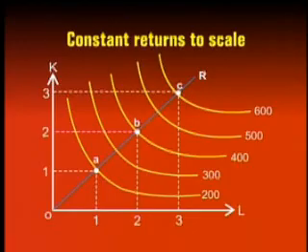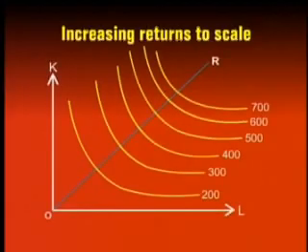Now let's look at what's happening to output. Output increases by 600 minus 400 over 400, and that gives you 1 over 2 or 50%. So the constant returns to scale feature is satisfied here. Now let's look at figure 2.